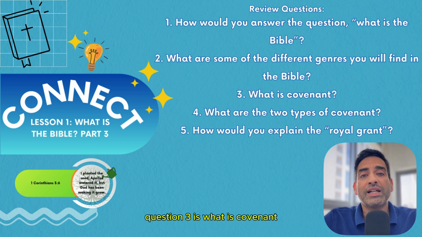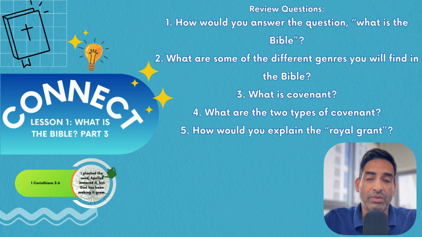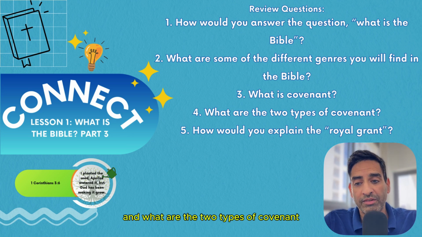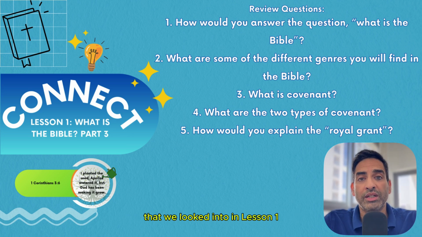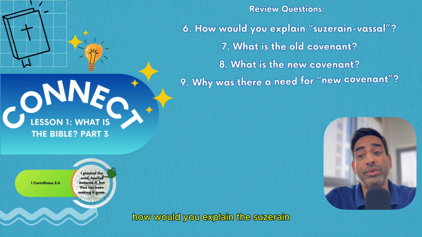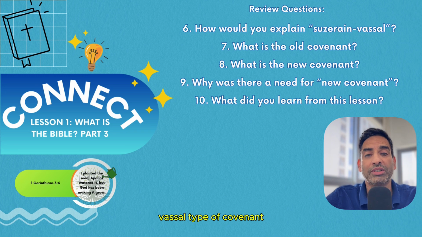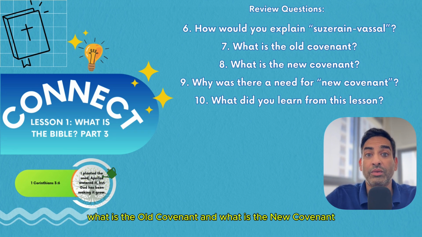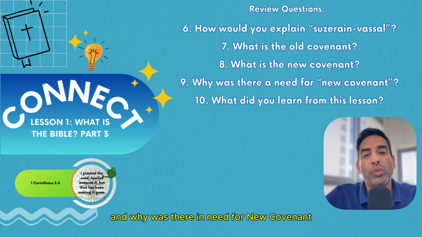Question 3 is, what is covenant? And what are the two types of covenant that we looked into in lesson 1? How would you explain the royal grant type of covenant? How would you explain the suzerain vassal type of covenant? What is the old covenant and what is the new covenant? And why was there a need for a new covenant?